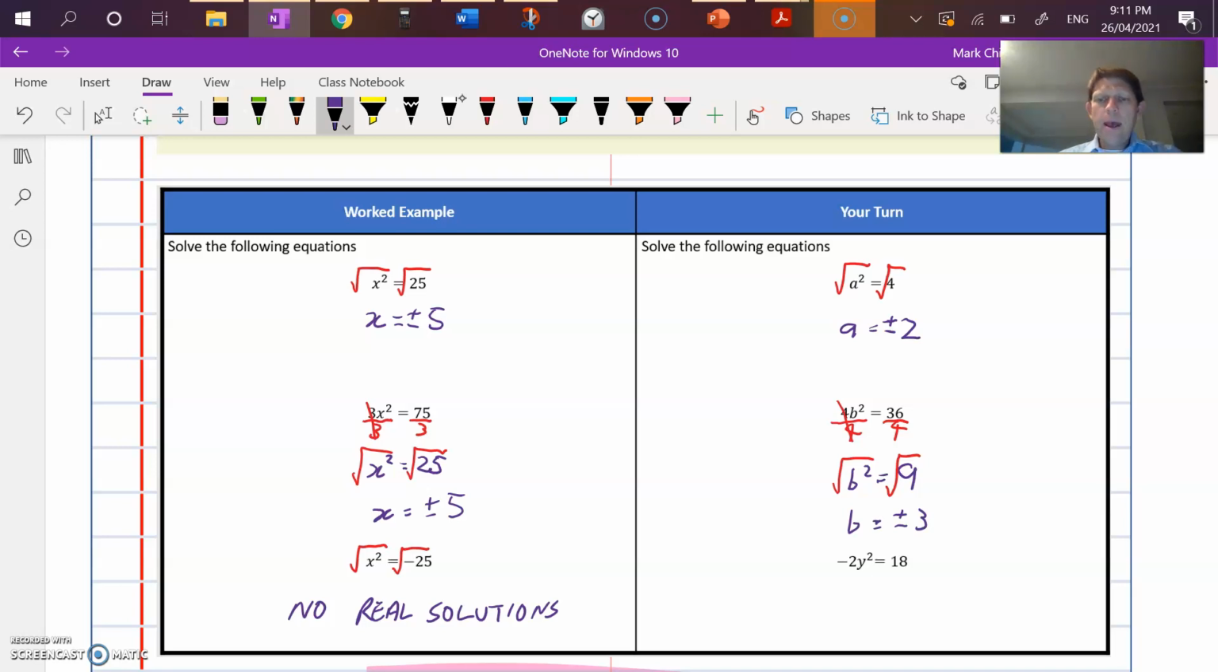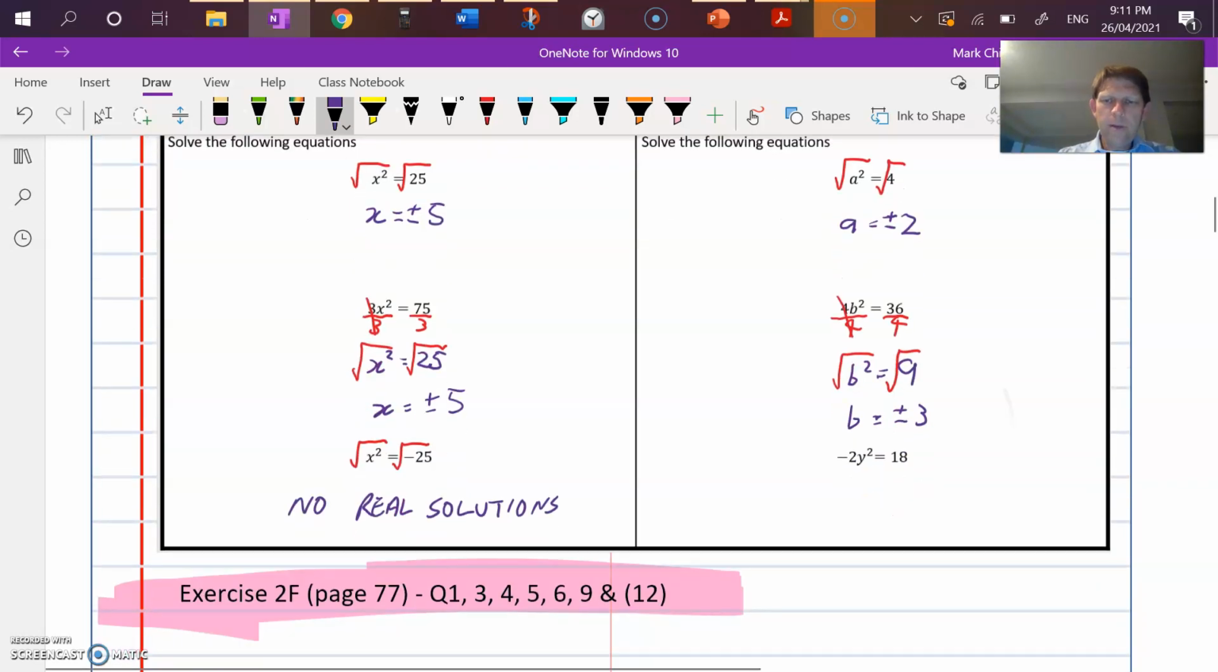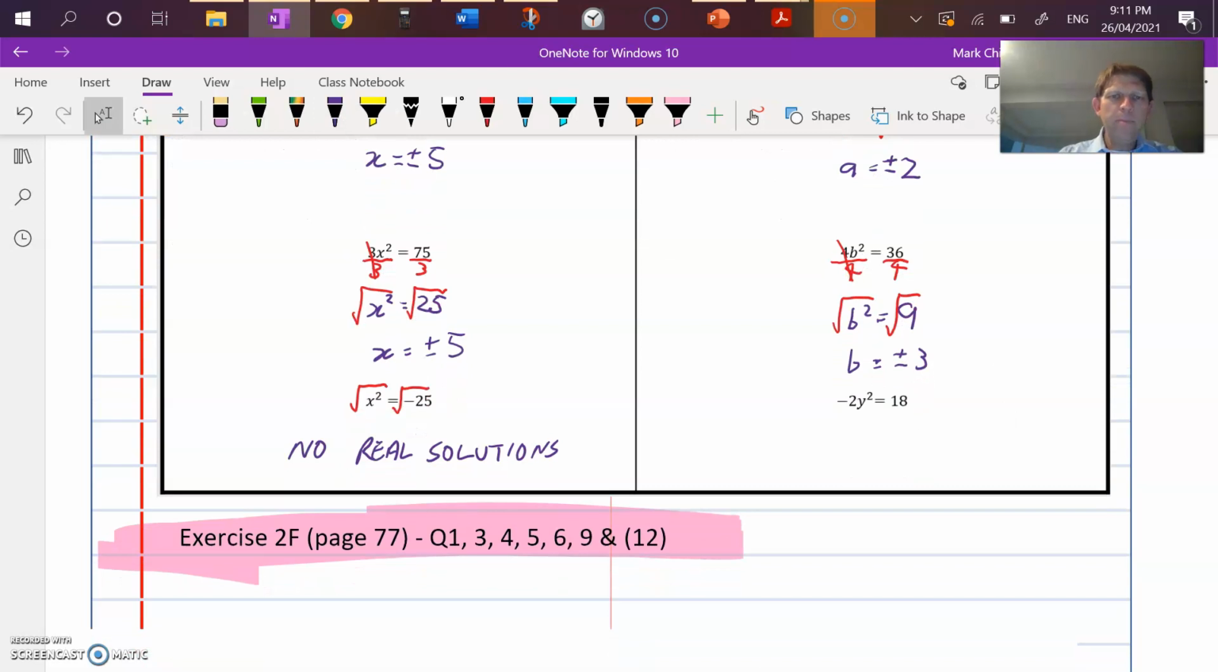Okay. And in this last example, I'm just going to move this up on the page a little bit. First things first, I'll have to get rid of that coefficient of y squared. So if I divide by negative 2, that'll get rid of negative 2 in front of there. That'll leave me with just y squared. That's good. I'll divide this side by negative 2 as well. So I'll rewrite the equation, and now we've got y squared equals negative 9.